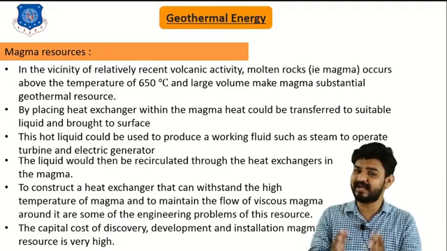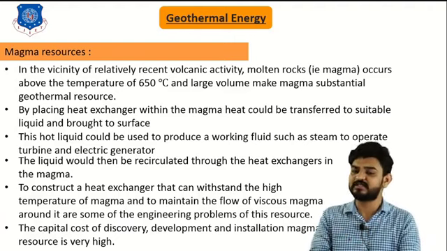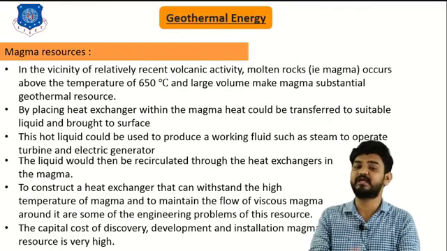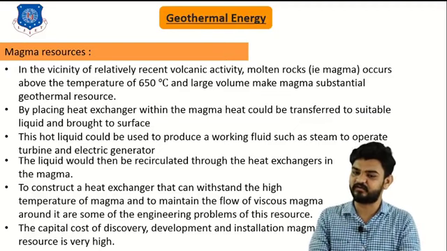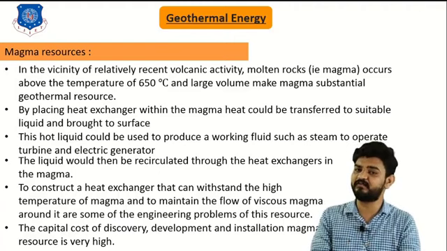Well, how can we extract this energy from magma? In order to do this, we have to put one heat exchanger within the magma, so that we can transfer the heat of the magma by passing it to a secondary liquid. And this secondary liquid is converted into vapor form, which drives the turbine and produces electricity.